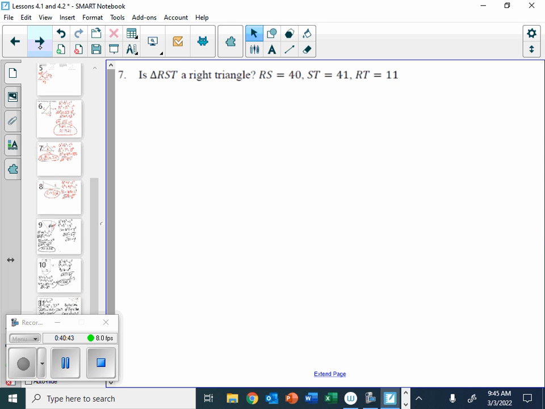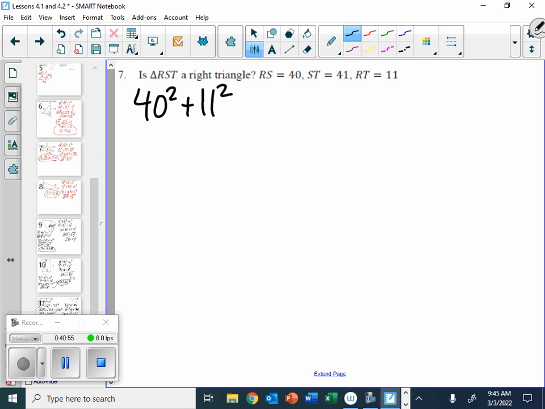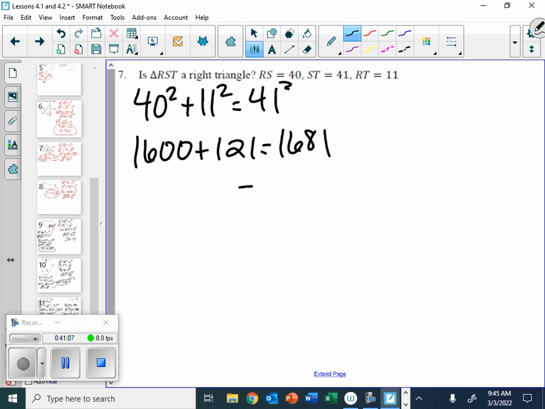Is that a right triangle? No. Okay. Which length is my hypotenuse? ST, the 41, good. So 40 squared plus 11 squared needs to equal 41 squared. That's 1600 plus 121. 41 squared is 1681. And what is a squared plus b squared? What does that equal? 1721. That clearly does not equal 1681.